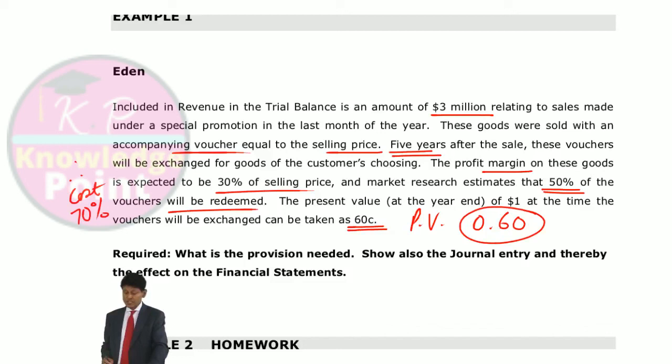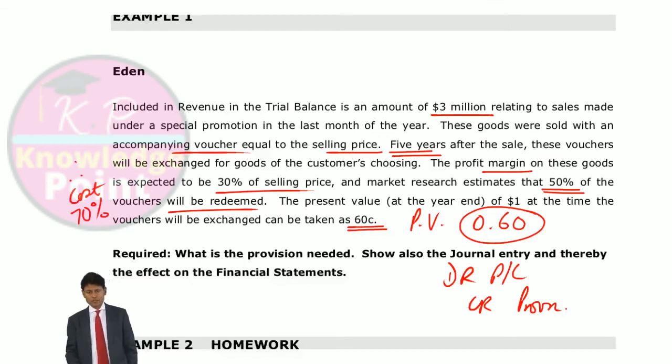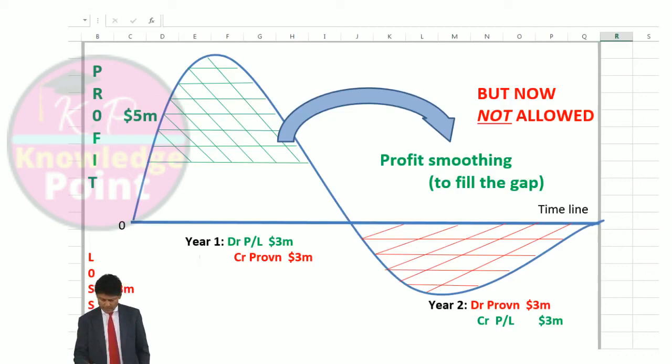So what provision is needed? And show also the journal entry, etc. Basically you debit the P&L and you credit your provision. But how do we arrive at the figure? That's what I want to show you finally. There are one or two other examples I'd like you to follow through in the rest of that chapter for homework, please. I'll just move on to Eden.